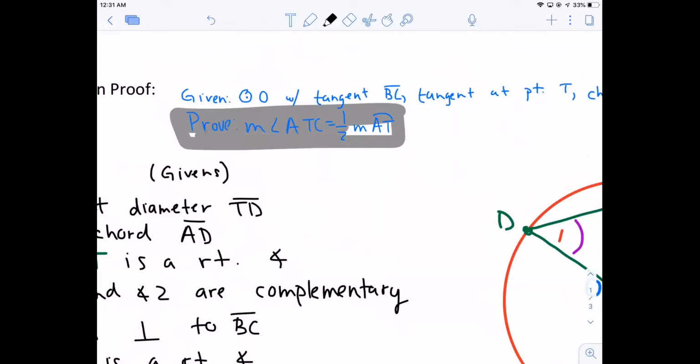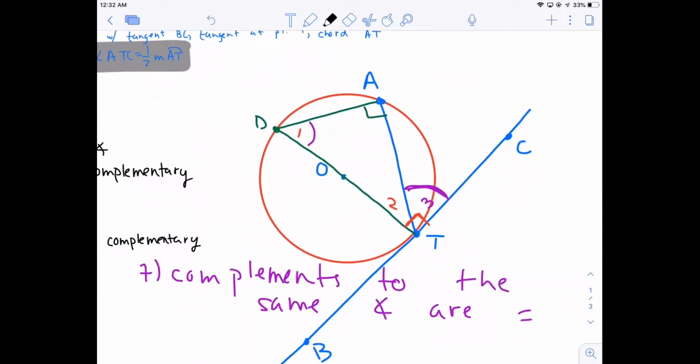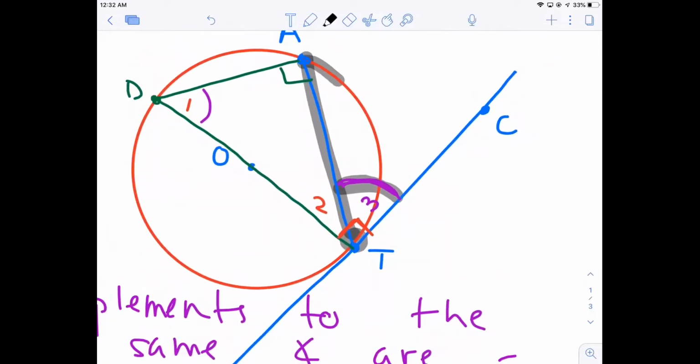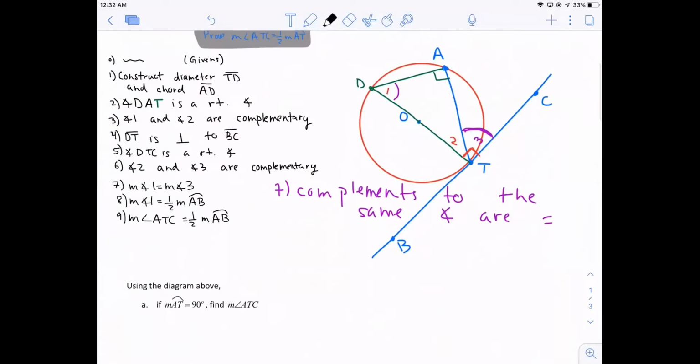So we have shown that given a tangent line and a chord drawn to this tangent at its point of tangency, this angle is going to be half the measure of the intercepted arc, right? Just like an inscribed angle. So there we go.